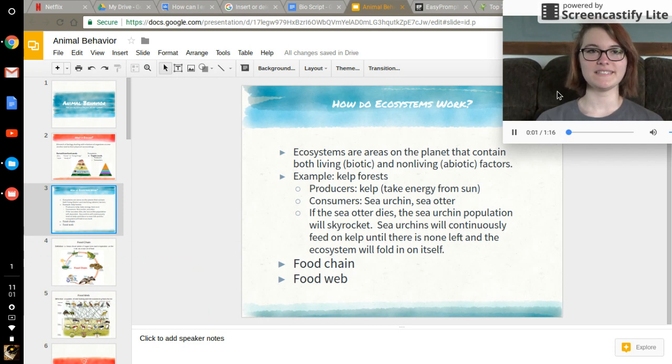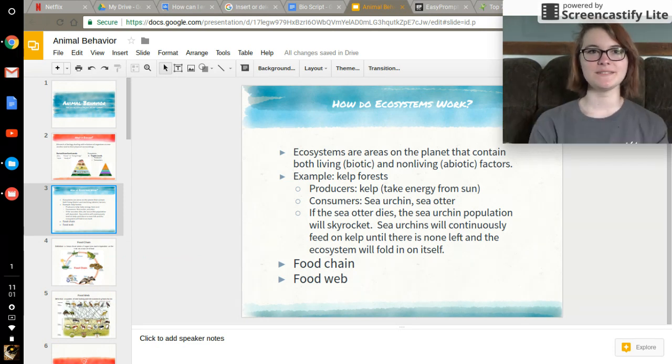And that brings us to ecosystems. Ecosystems are areas on the planet that contain both living and non-living factors. Living and non-living factors are simpler examples of biotic and abiotic factors. Biotic factors are any living or once living component that affects the population of another organism or the environment.